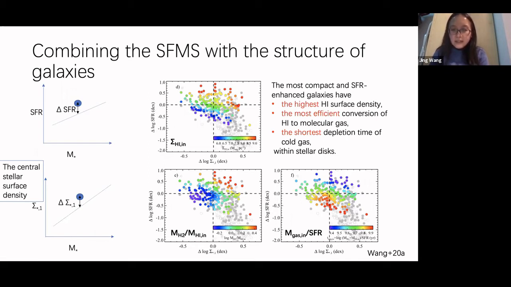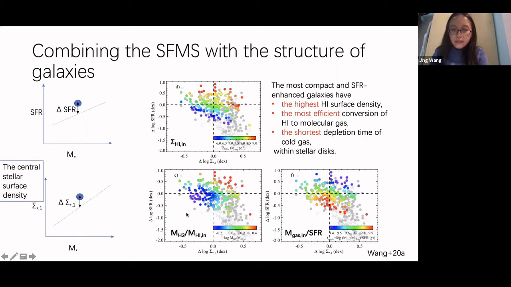Here we color-coded the disk-dominated galaxies with these 3 new parameters we derived with our method: the averaged HI surface density within the stellar disk, the conversion efficiency of inner HI to molecular, and finally, the total cold gas, that's molecular plus HI, over the star formation rate. It's a measure of gas depletion time. It is also called gas depletion time. And we can find clear trends in all these 3 panels.